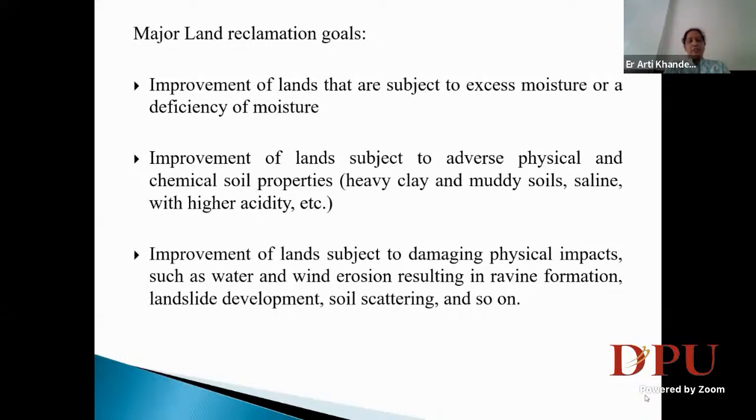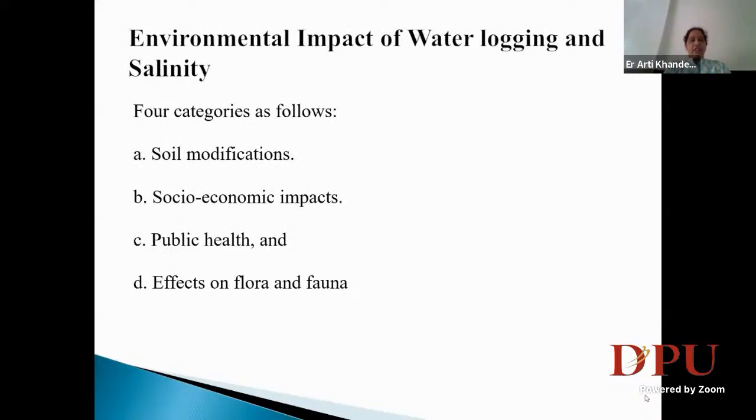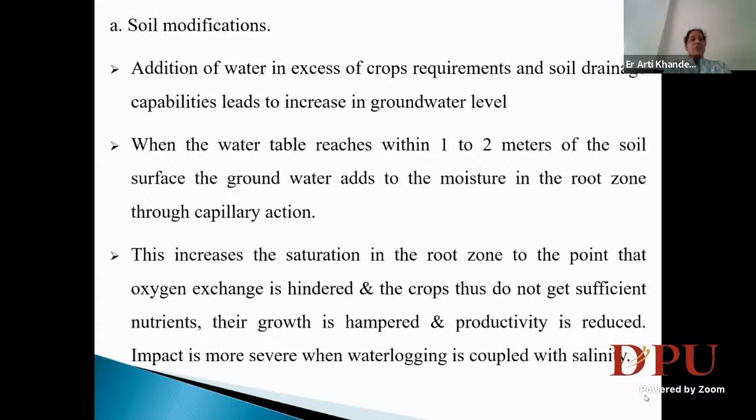For healthy crop development, we have to restrict excess moisture and water in the sand and soils. I will categorize the impact of these two phenomena: soil modification, socio-economic impact, public health, and effects on flora and fauna. With soil modification, excess water totally damages the ground soil, making it hard to grow any crops there, and the land cannot be used for any purpose, not farming, not polyhouses, because of the excess water and damaged soil conditions.